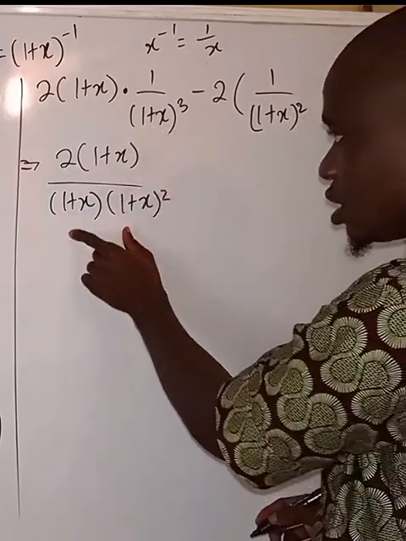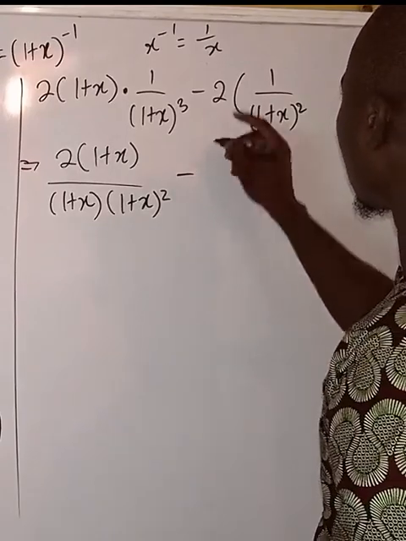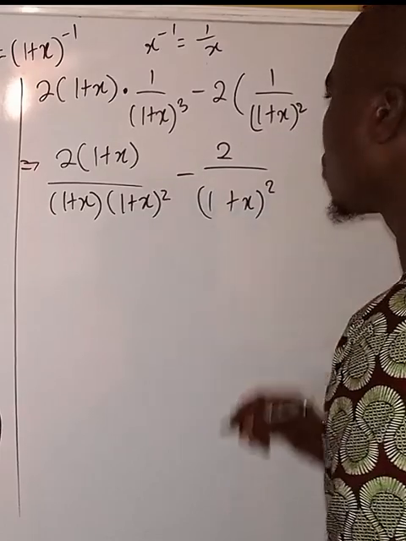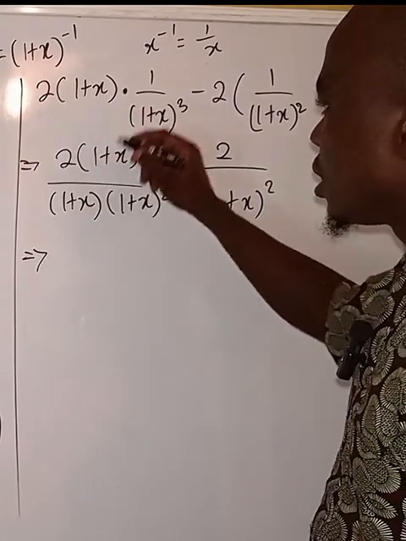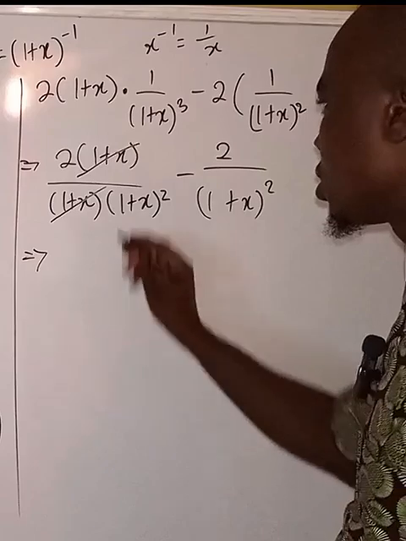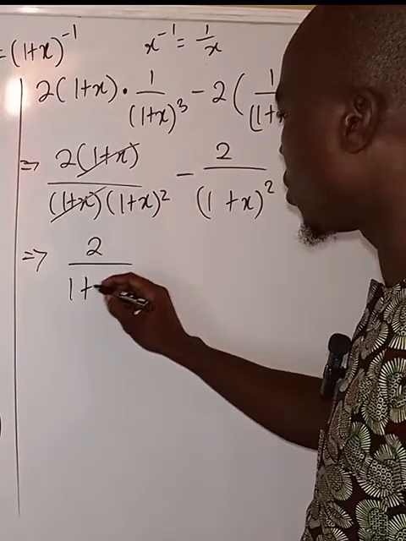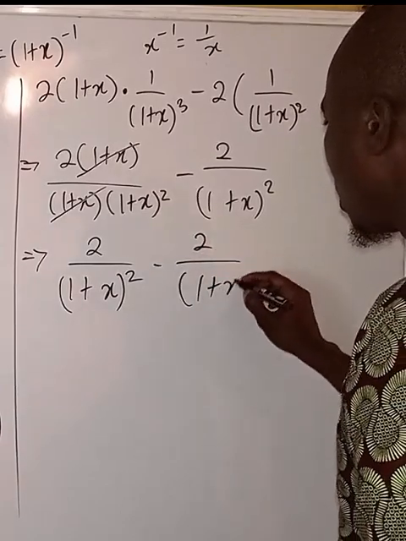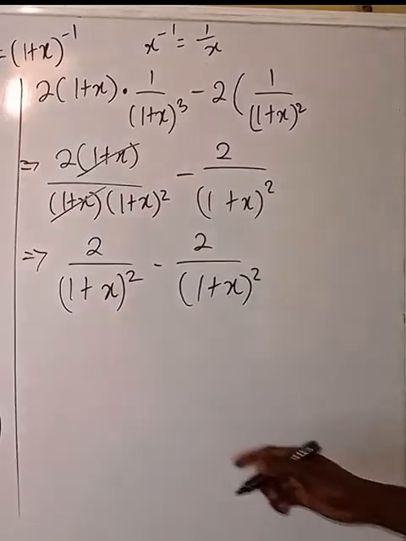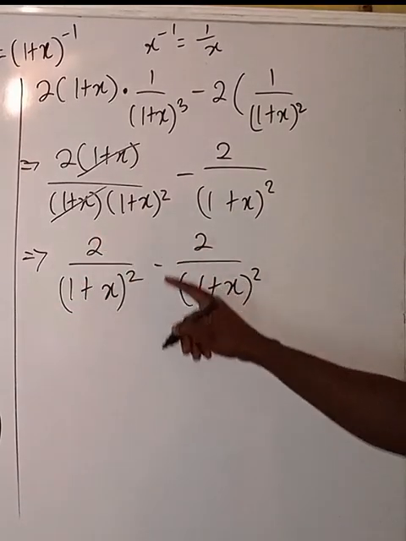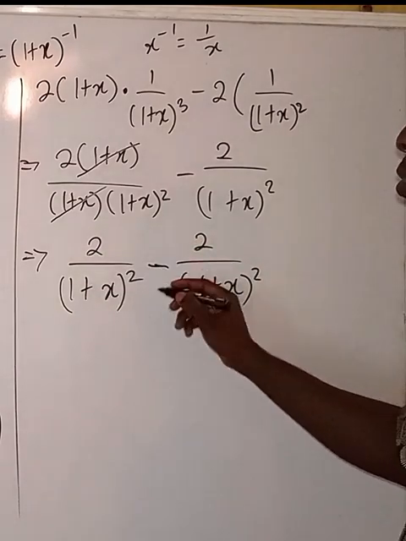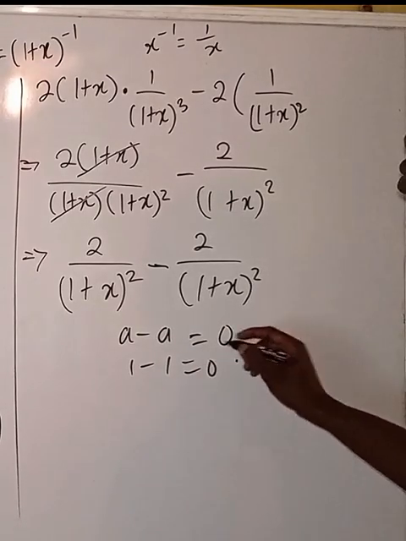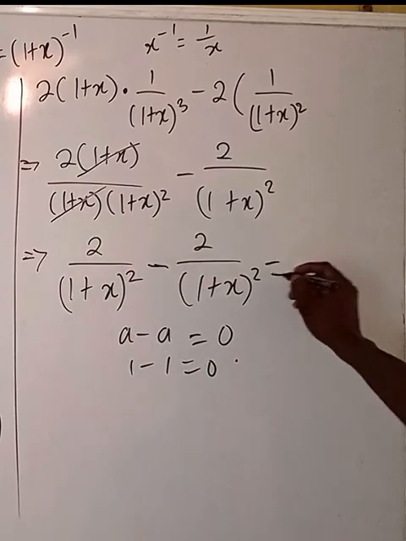We can split this in this form. Minus 2 times 1, we have 2 over 1 plus x, then all to the power of 2. So now from here we can see that this 1 plus x, we cancel this 1 plus x, so we have 2 all over 1 plus x all squared minus 2 over 1 plus x all squared. So according to what we have here, you can see that this and this are the same thing. So it's like having a minus a, and that will give us 0. 1 minus 1, that will give us 0. So automatically this minus this will give us 0.